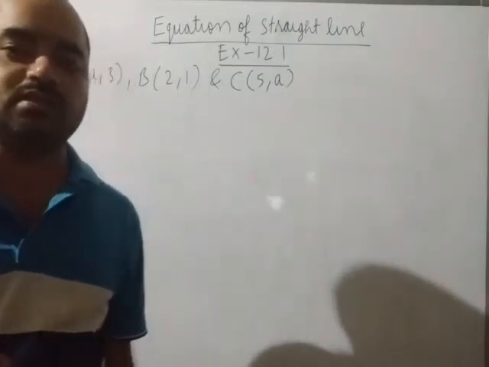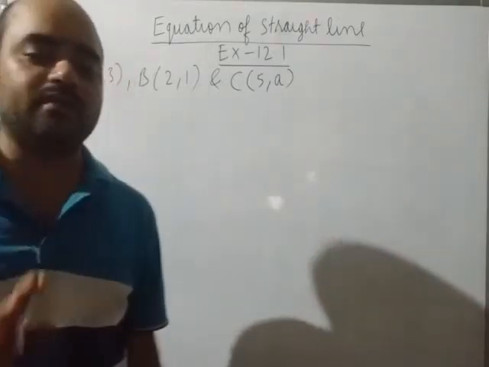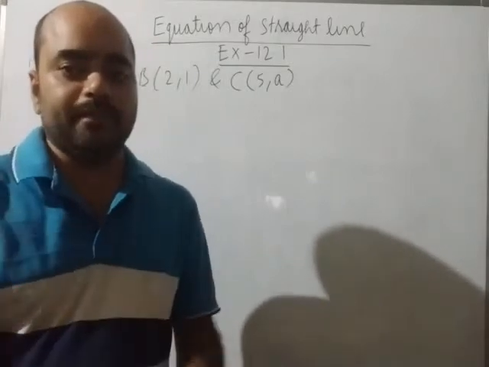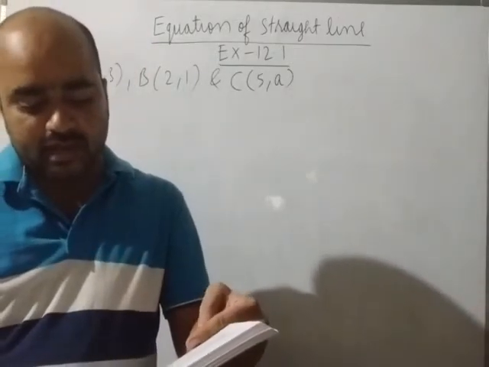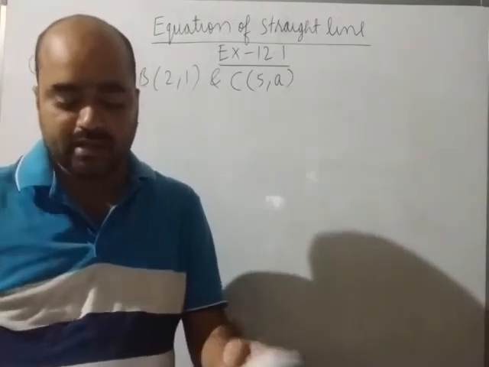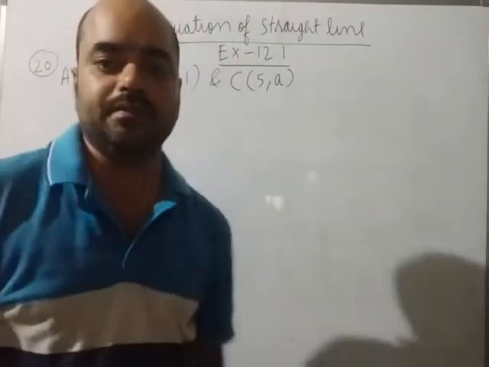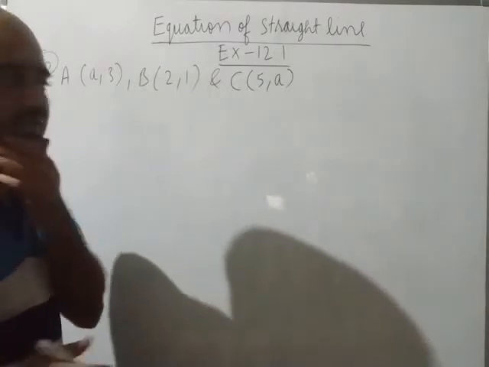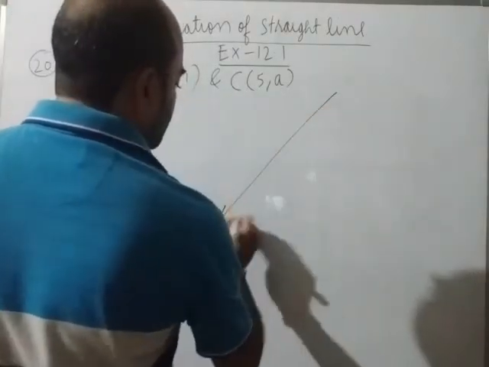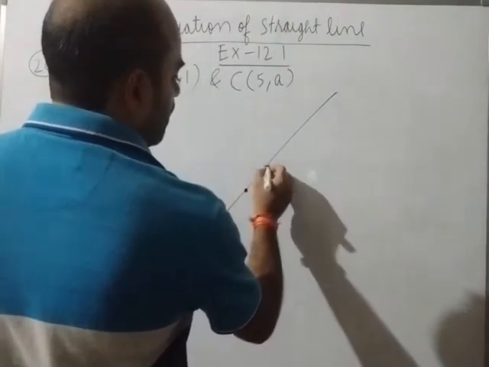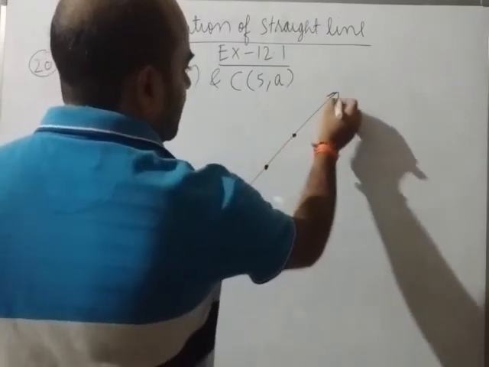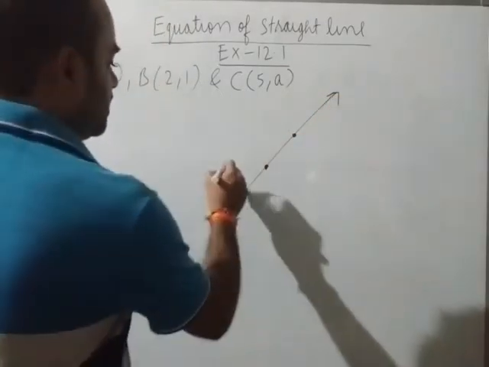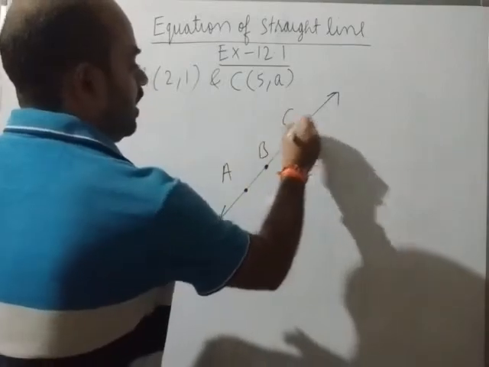The condition is that these points are collinear. Find the value of a. And the next part is, hence, find the equation of the line. Okay. Then, if 3 points are collinear, it means all 3 points will be on the same line. On the same line means A, B, C.